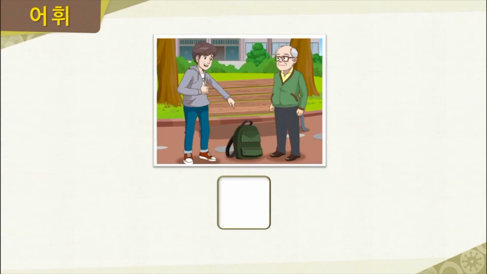Now, in this picture, we have a bag here, and this bag belongs to the young man on the left. What word would he use to indicate that it is his bag to the elderly man? Correct. The corresponding word to my or mine is 제. Now, let's take a look at the dialogue one more time.